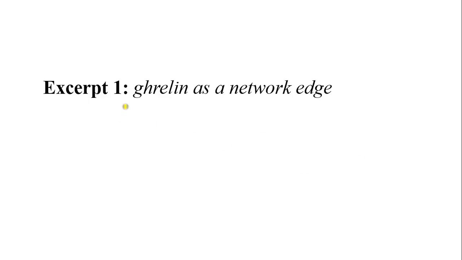In the first excerpt, excerpt number one, we said ghrelin works as an edge for a network. We had a network of three players: the hypothalamus, the stomach, and the pituitary gland. The stomach produced ghrelin. This ghrelin goes directly to the hypothalamus. The hypothalamus controls the pituitary gland, and then they control, in theory, the metabolism.